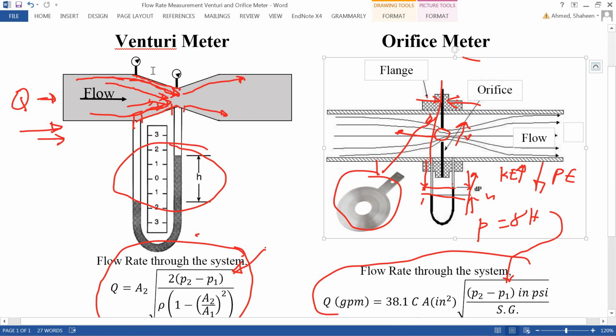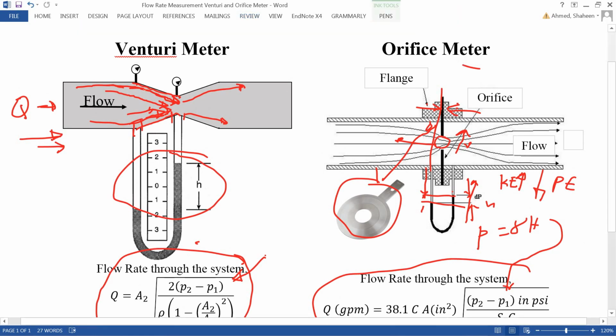And of course, as you can see, if you have to taper this slowly, it takes more space, maybe a couple of feet depending on the pipes. Here it is only probably a couple of inches. You can cut it easily, install one of these standard Orifice meters and measure the flow.